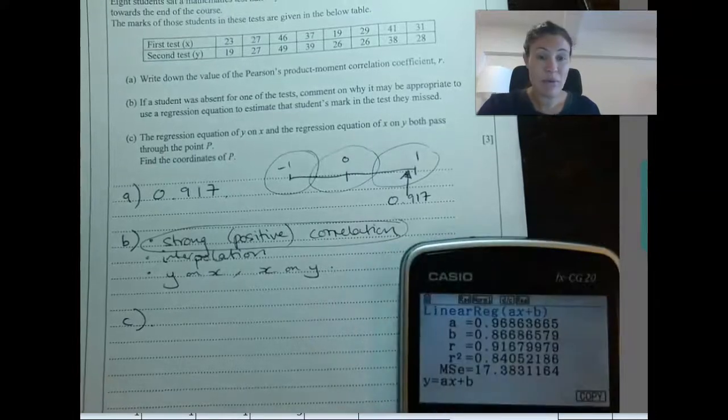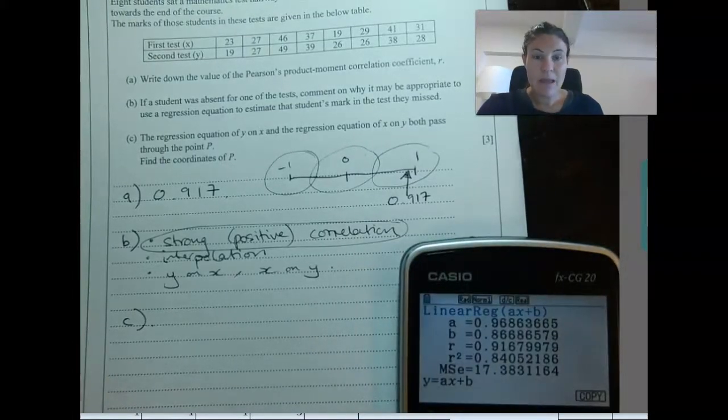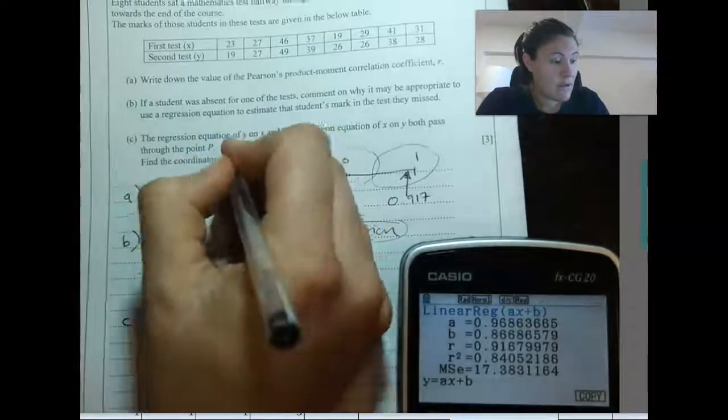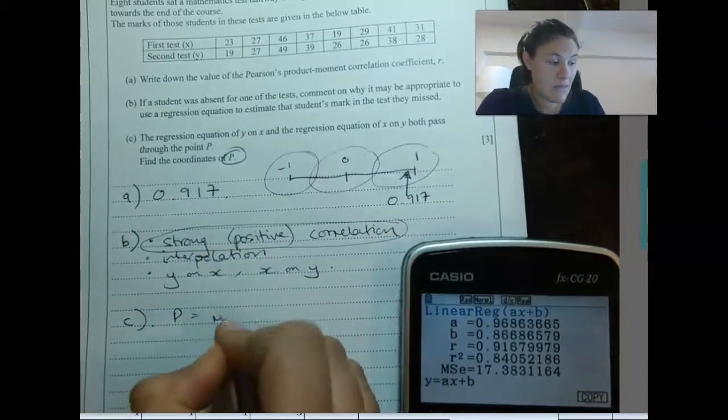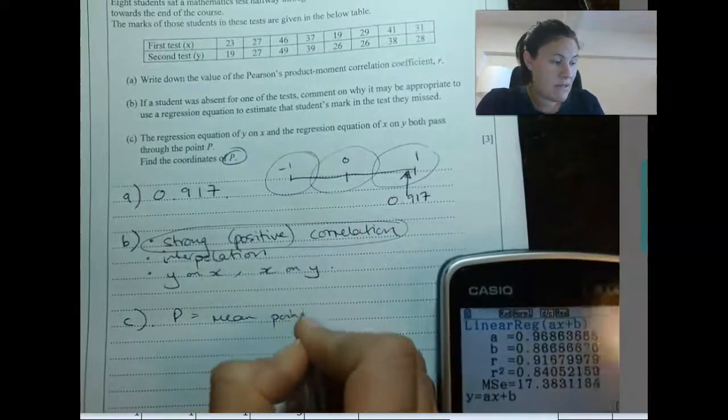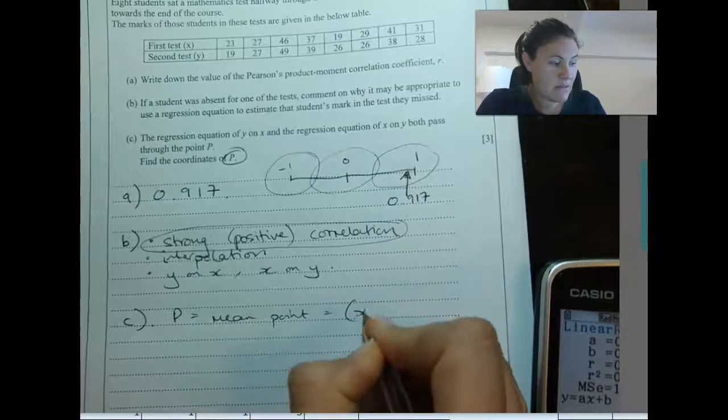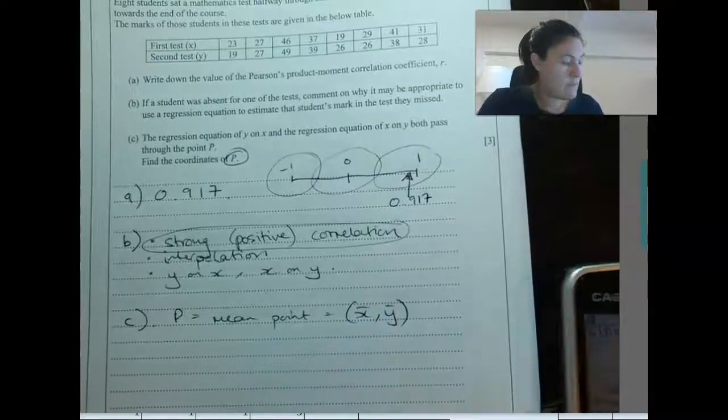That is a possible way of doing it, but the real skill that's being tested here is, do you know that the regression equation, either way, always passes through the mean point, whichever way round it is? And if you know that, then you know that P is just the mean point. Okay, what's the mean point? It's the mean of x and the mean of y.